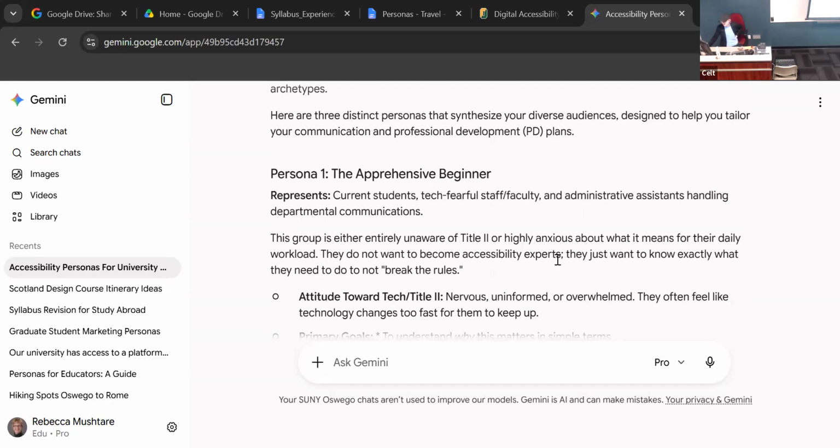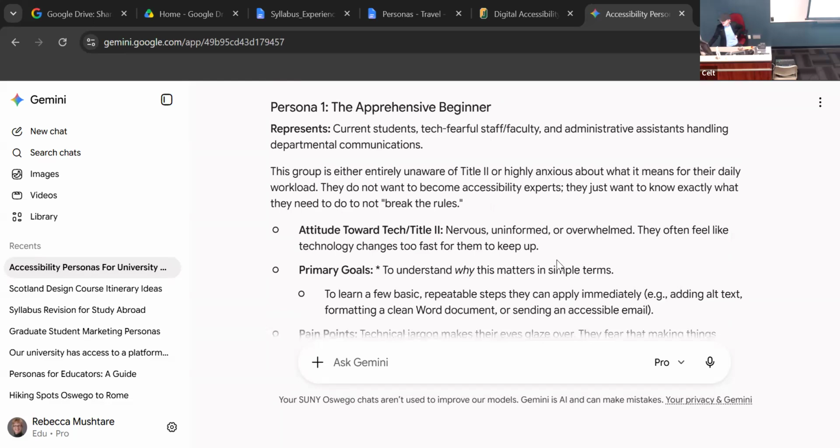So this one says it represents current students, tech fearful faculty, staff, and administrative assistants handling department communications. This group is either entirely unaware of Title II or highly anxious about what it means for their daily workload, and they don't want to become accessibility experts. They just want to know exactly what they need to do to not break the rules. Right. And this seems pretty believable, right? People with a lot of different backgrounds might fit into this kind of general category, but a really important category to be designing for.